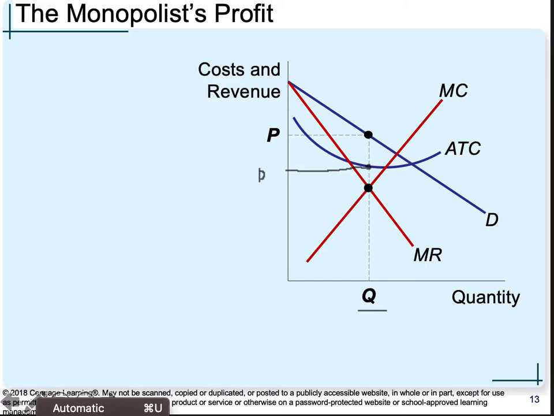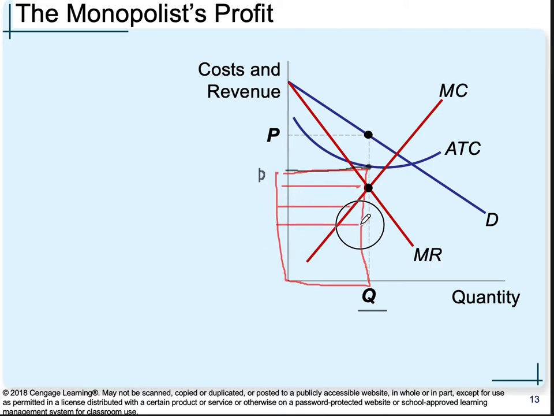Give me one second. This red is our total cost. Remember, it's very similar to our perfectly competitive firm, where it intersects our average total cost curve, and this outer rectangle, the green, is our total revenue.